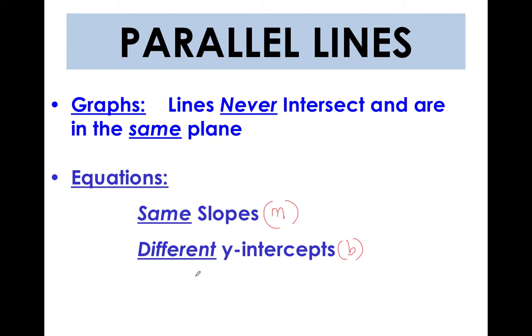Okay? So an example for parallel lines would be y equals 2x plus 5, and y equals 2x minus 8. Notice, same slopes, different y-intercepts.